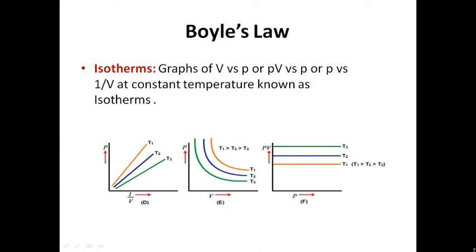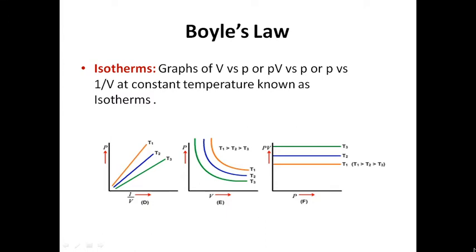Similarly, in the second graph you can see P and V on the y and x axes. The graphs are in the form of curves. T1, T2, T3 temperatures are given. Here the relation is inversely proportional. We know P is inversely proportional to V. So the graphs are in the downward direction.